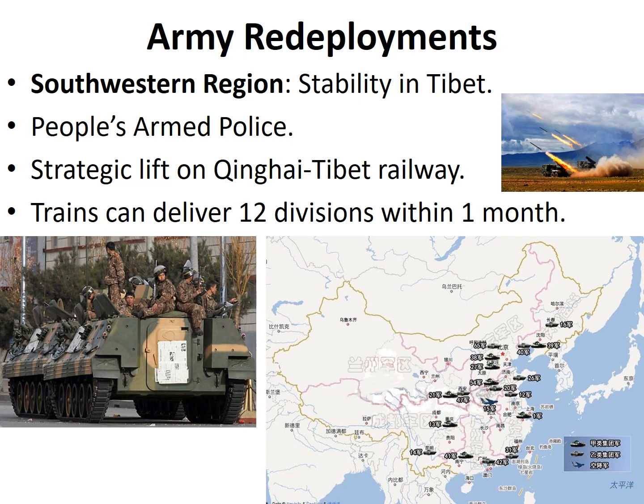There are estimates that China can deliver 12 divisions. Each of those is around 15,000 soldiers. So you're looking at 150,000 total within 1 month, as well as nuclear weapons. However, that's assuming that the railroad system works and that China doesn't have issues elsewhere.